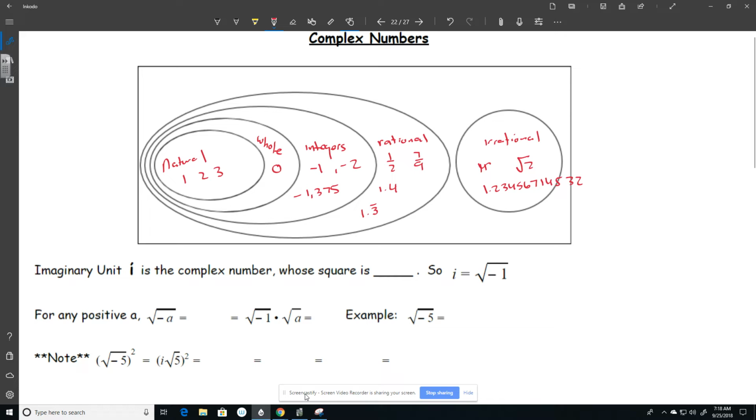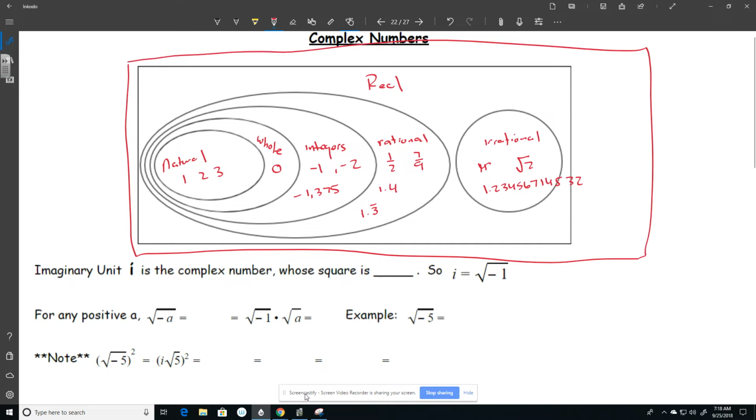Now, all of these are part of a bigger group called the real number system. So all of these are special real numbers, but outside the real number system, we have an even bigger set. This set includes all our real numbers, but it is called complex numbers. Natural numbers, whole numbers, integers, rationals are all complex numbers. And complex numbers are numbers that we have kind of made up.